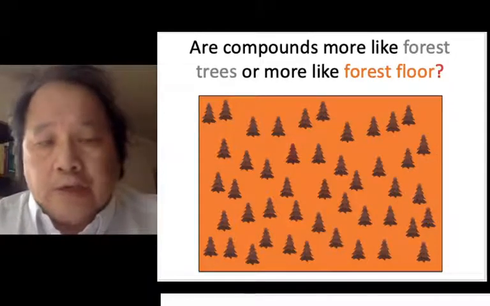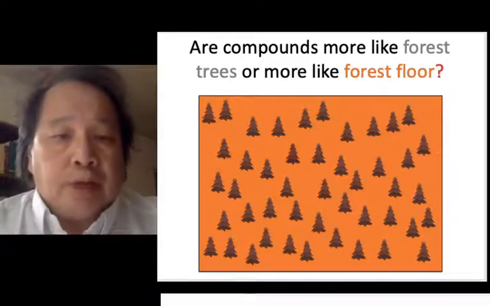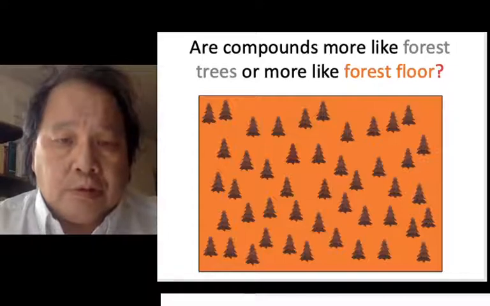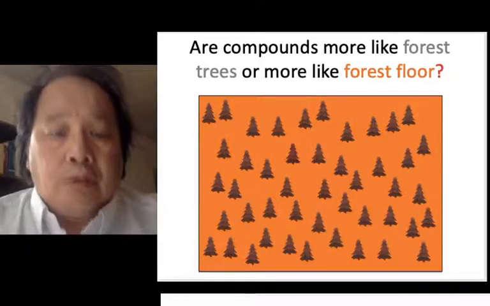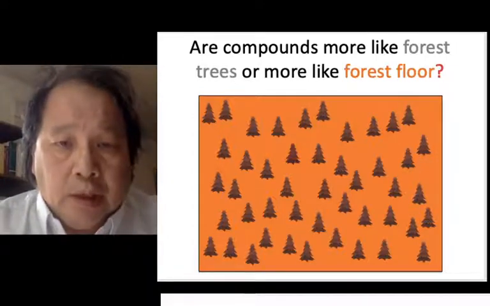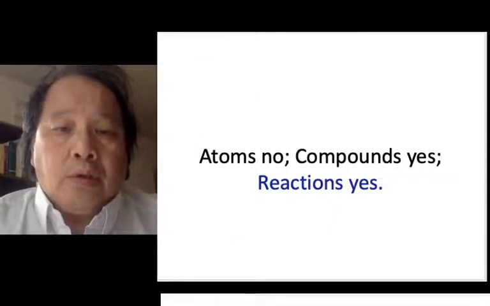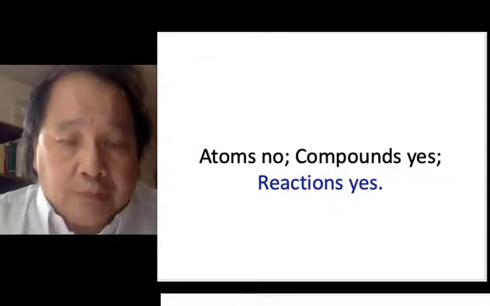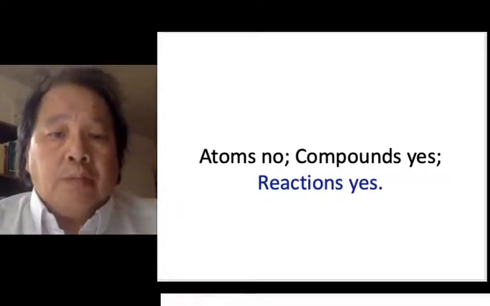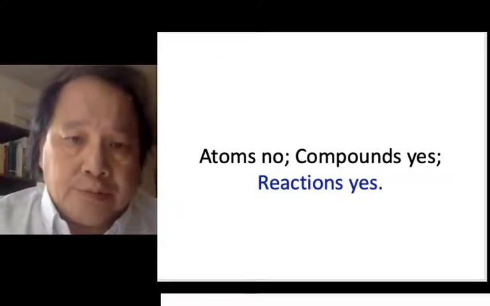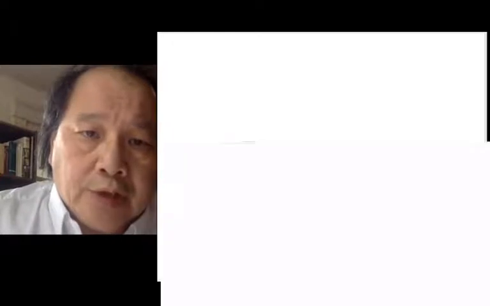And early scientists solved this problem by combining two basic things. First, they knew about numbers. And second, early chemists did not know about atoms, they did know about compounds, and they did know about reactions. So how did they combine these things?